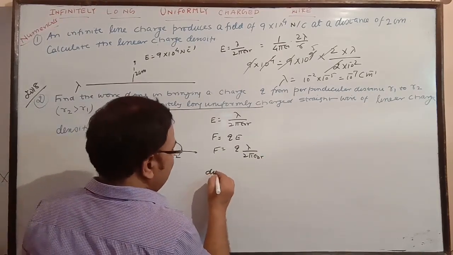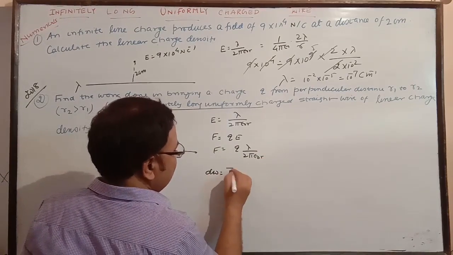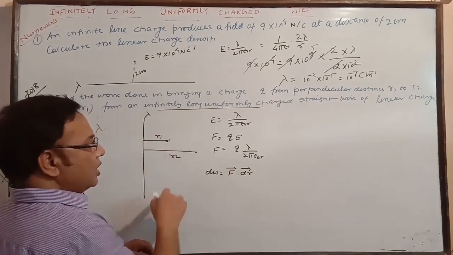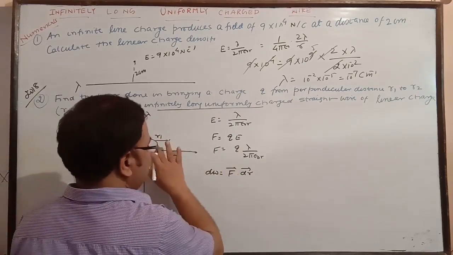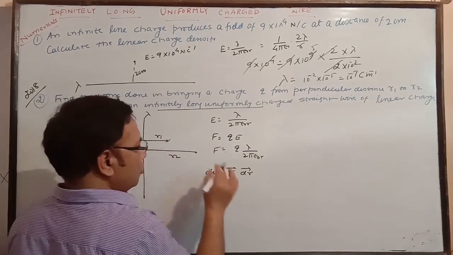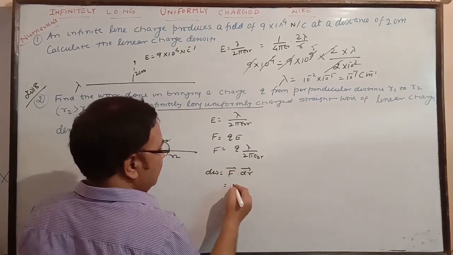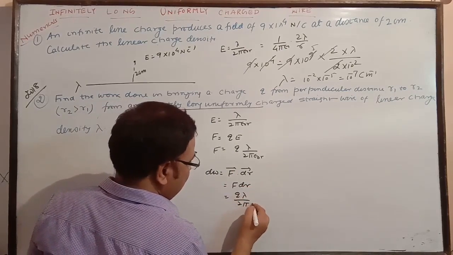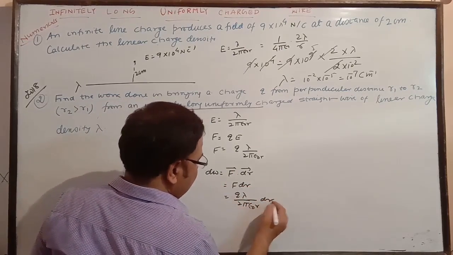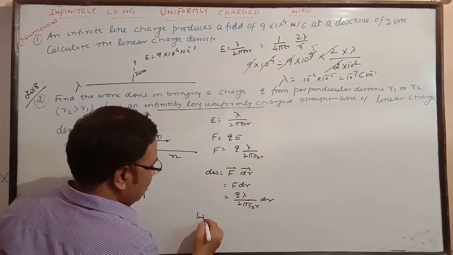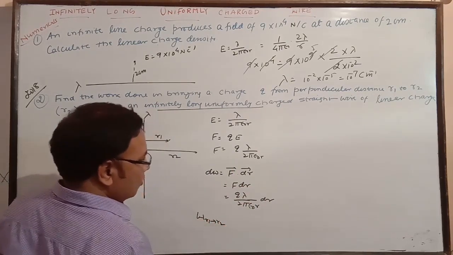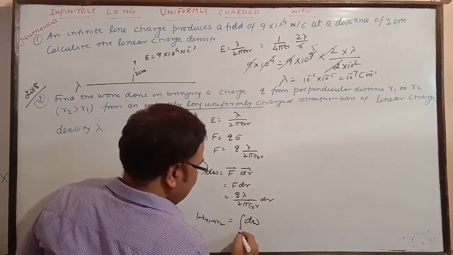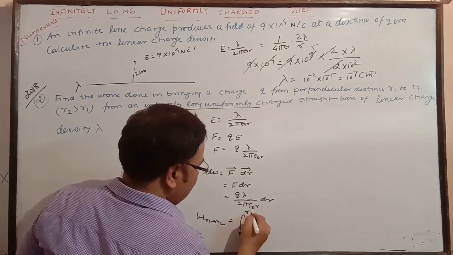For a small displacement dr, let the work done be dW equal to F dot dr. F and dr are in the same direction if lambda is positive, and since lambda is not given, we are treating it as positive. So F into dr, where F is q lambda by 2 pi epsilon naught r, into dr. Now the total work done: moving the charge from R1 to R2, so integrate dW from r equal to R1 to r equal to R2.